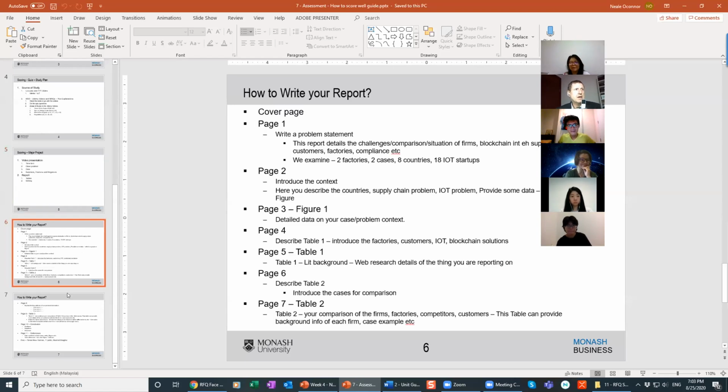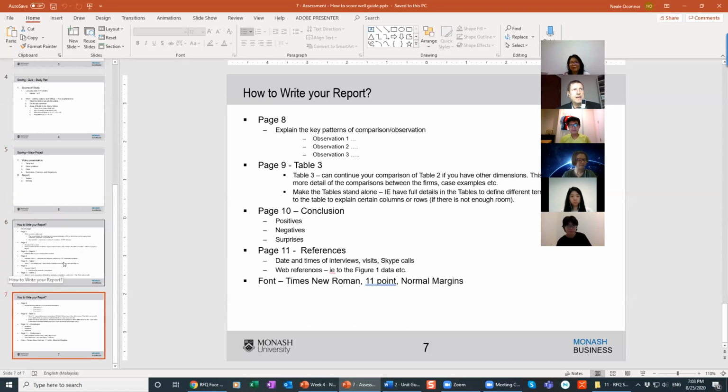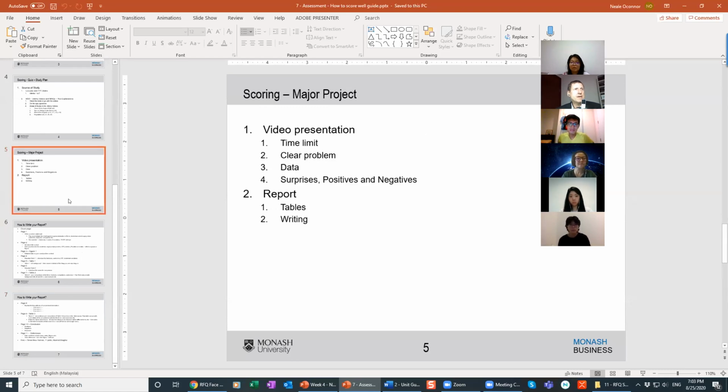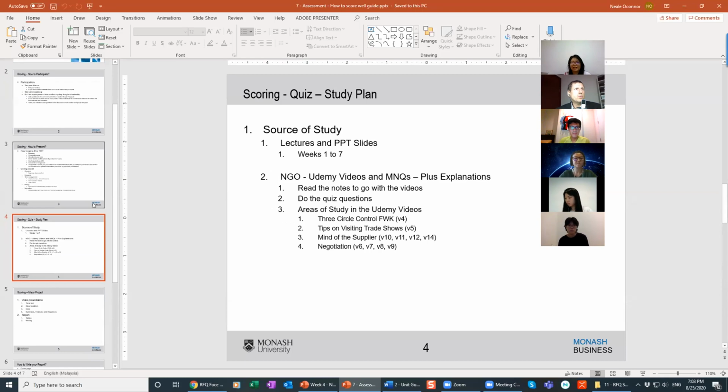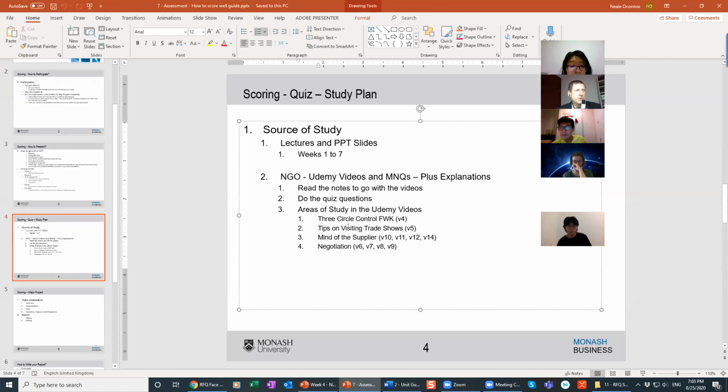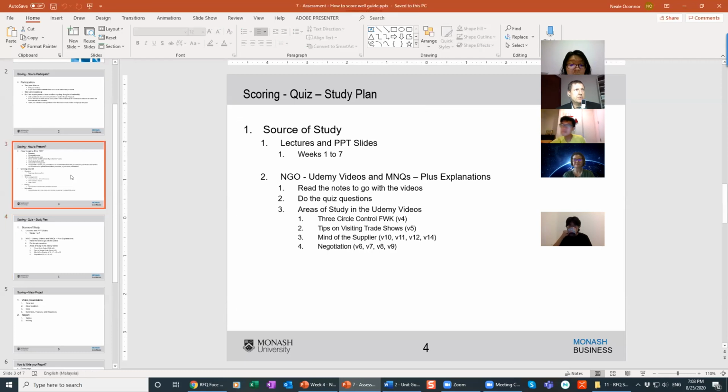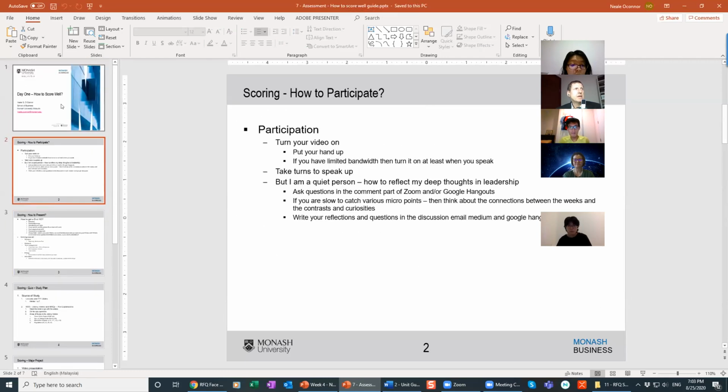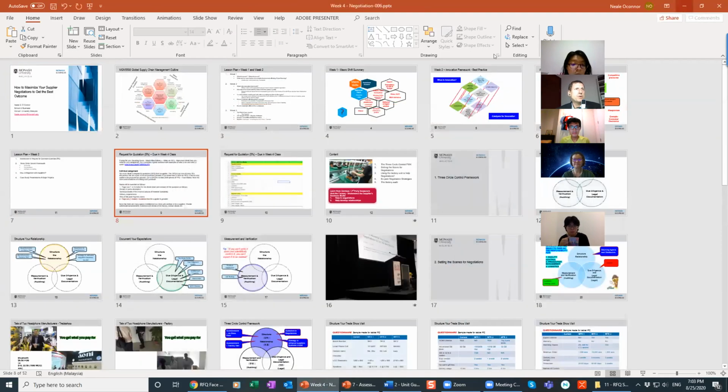You can't back out. I give you more details about how you can score well, especially in the report, the major project, the video presentation and the report, and the quiz, the different areas that the quiz is going to cover. I need to update this because it will also include parts of week 1 and 2. Apart from that, everything else is very helpful in thinking about how to score well.